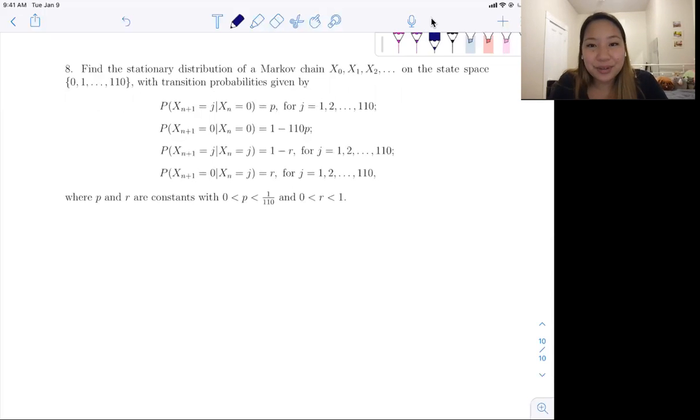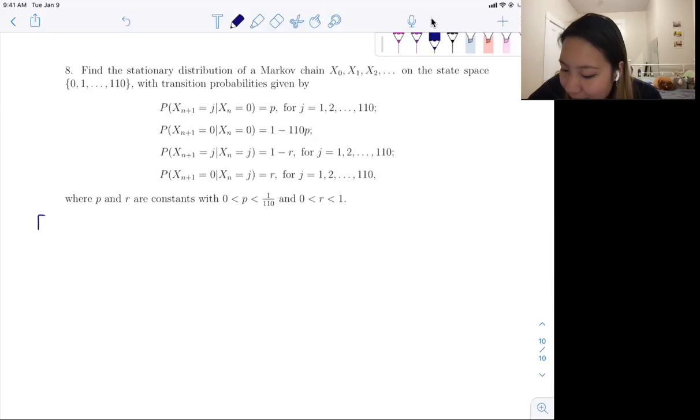So the stationary distribution of a Markov chain: the Markov chain is X0, X1, X2, and so on, on the state space 0, 1, ..., 110, with transition probabilities given by these. So these are all the transition probabilities, where P and R are constants with 0 < P < 1/110 and 0 < R < 1. I usually start off by drawing a transition matrix just to help visualize what this looks like.